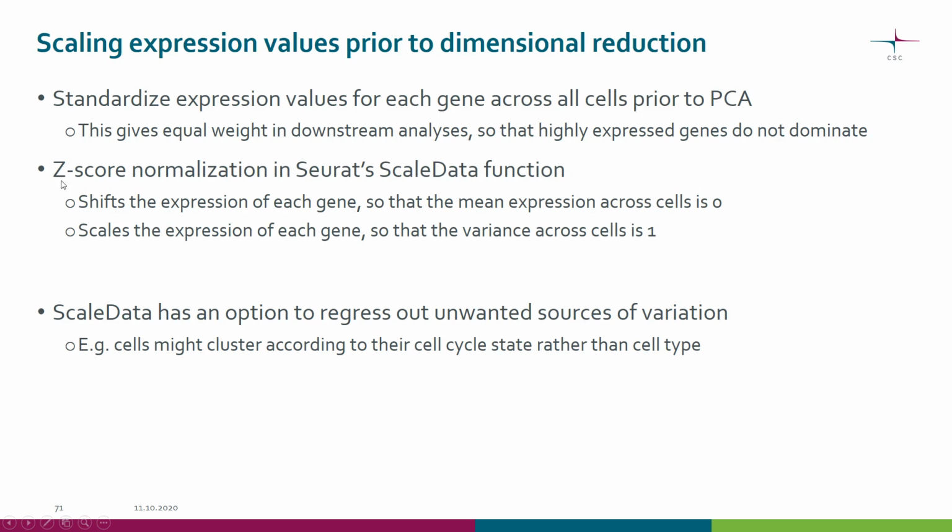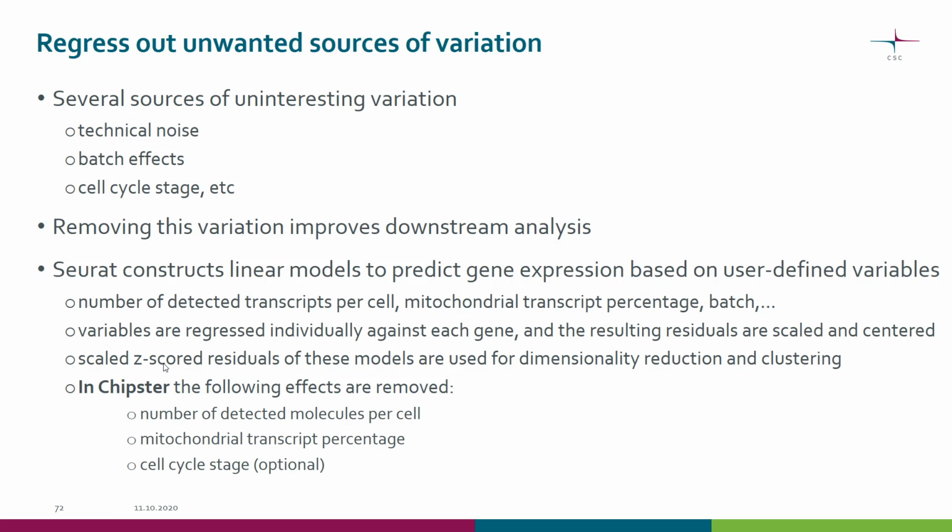which performs z-score normalization. So it shifts the expression values of each gene so that the mean expression across all the cells becomes 0, and it scales the expression values of each gene so that the variance across all the cells becomes 1. The scale data function has also an option to regress out unwanted sources of variation. So let's have a look at that in more detail.